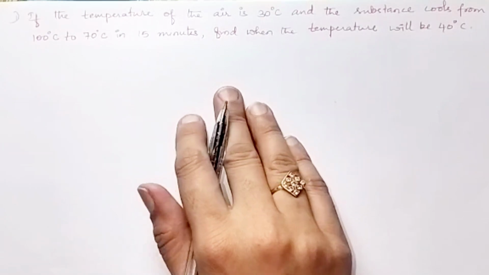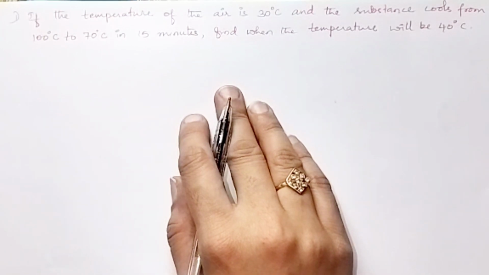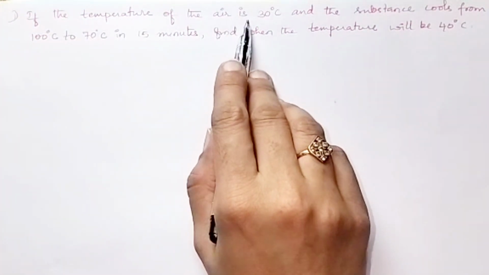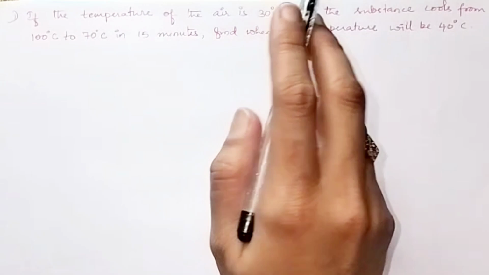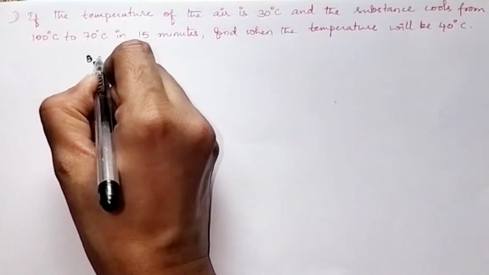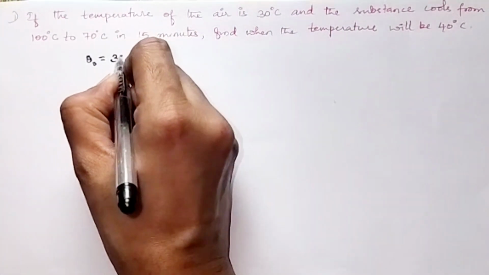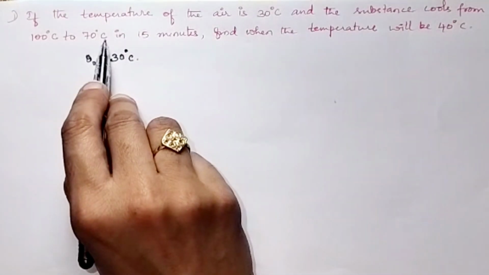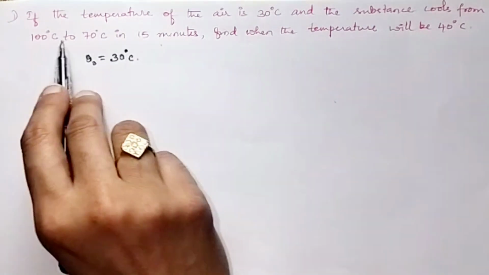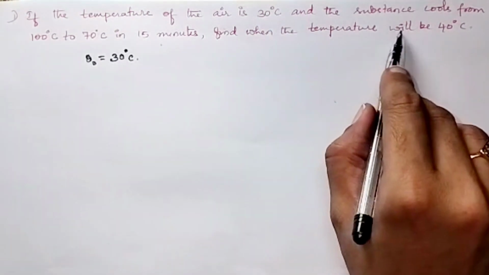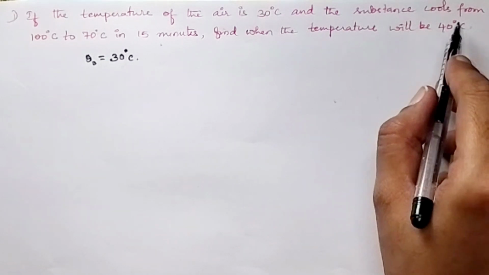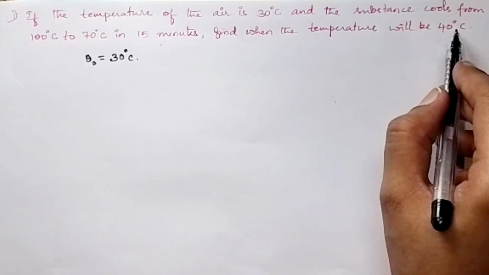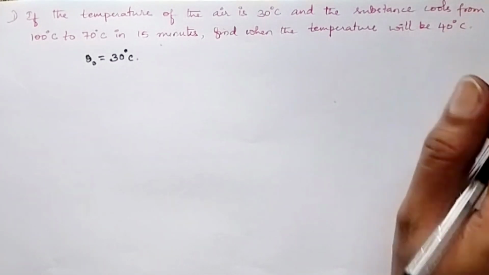Now I'll illustrate Newton's law of cooling with an example. Here is the first question. If the temperature of the air is 30 degrees Celsius, so this is the surrounding, theta naught is 30 degrees Celsius, and the substance cools from 100 degrees Celsius to 70 degrees Celsius in 15 minutes. This is the data given. Find when the temperature will be 40 degrees Celsius. That means you have to find the time when the body cools down to 40 degrees Celsius. We have to find t equal to how much.